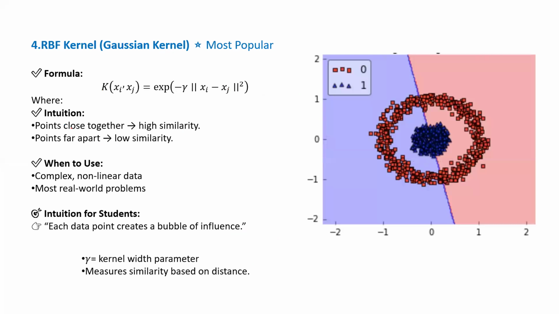And the RBF, the Gaussian kernel, is the most popularly used. It uses the exponential of minus gamma times the squared magnitude of the difference between the vectors. The main intuition here is that points that are close together have high similarity, and points that are far apart have low similarity.